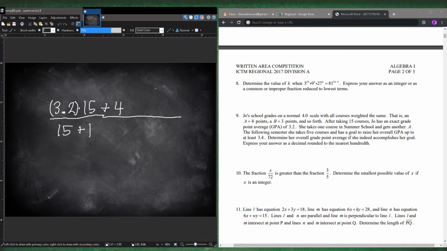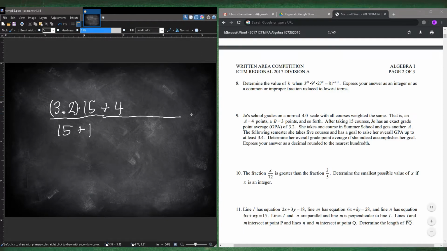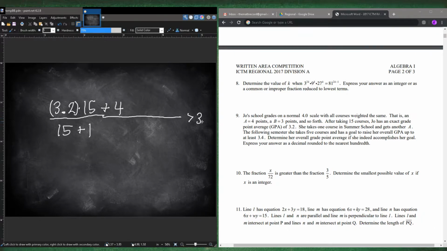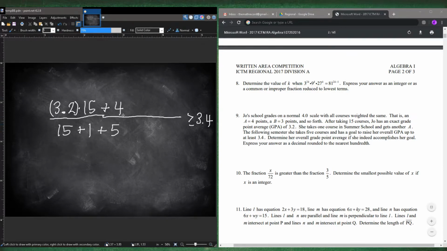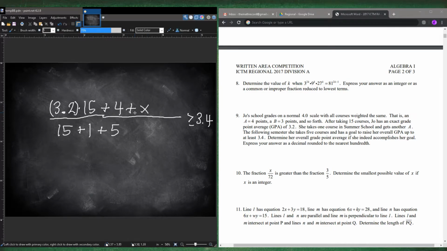And then the following semester, she takes 5 courses and has to raise her overall GPA to at least 3.4. So it's at least 3.4, so this is greater than or equal to 3.4, right? And she takes 5 more courses, so plus 5. But we don't know the amount because we don't know if they're A's, B's, C's, D's, or mixed between some A's and some B's. So we just put x as our variable for the total for the 5 courses. So then using our calculator, 15 plus 1 plus 5, that's 21.